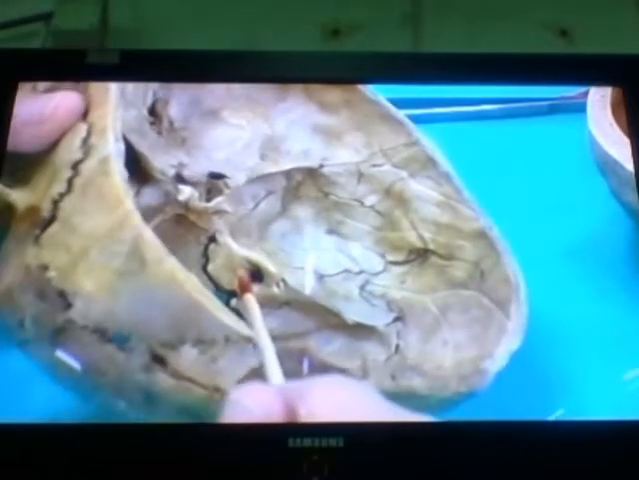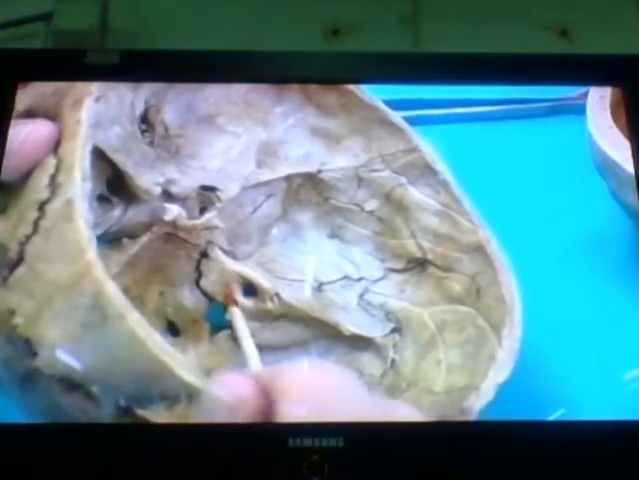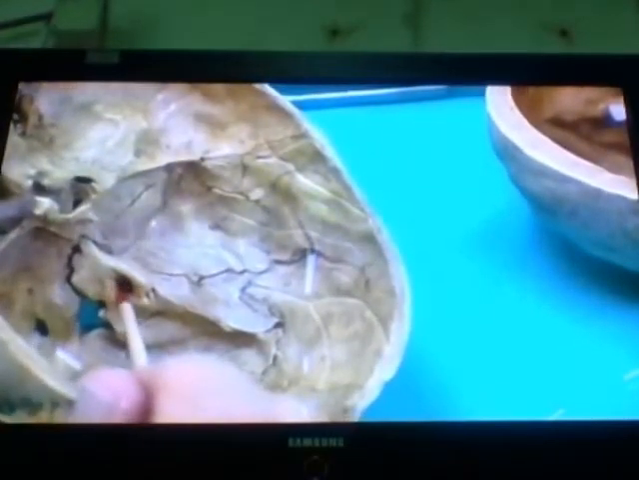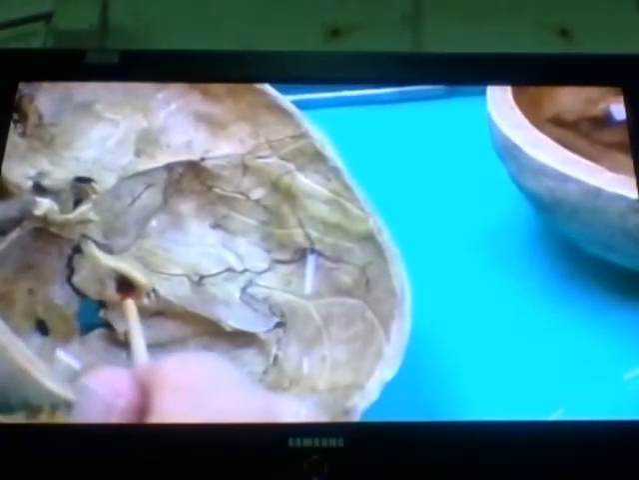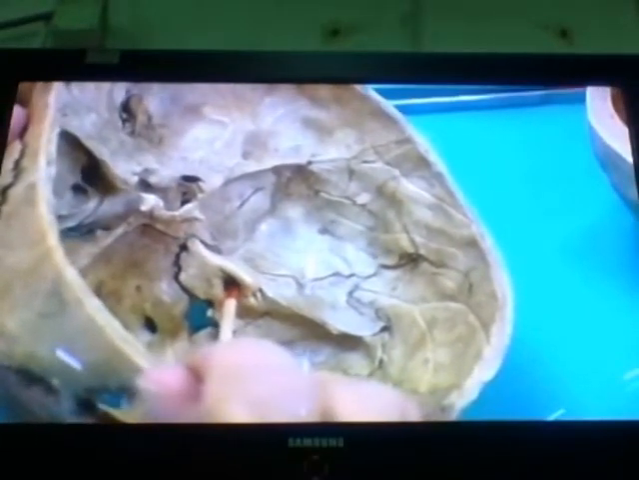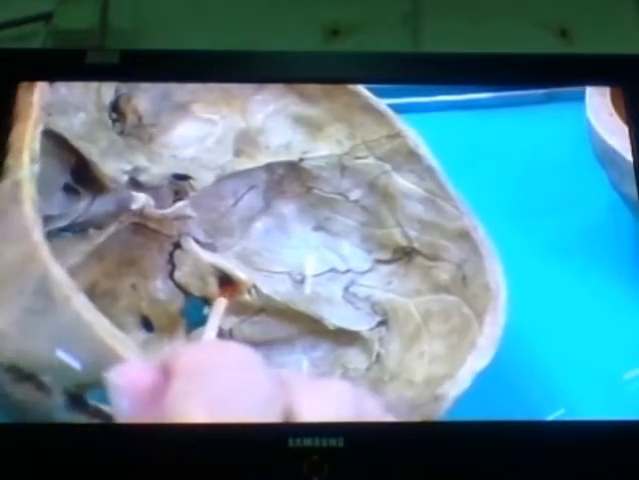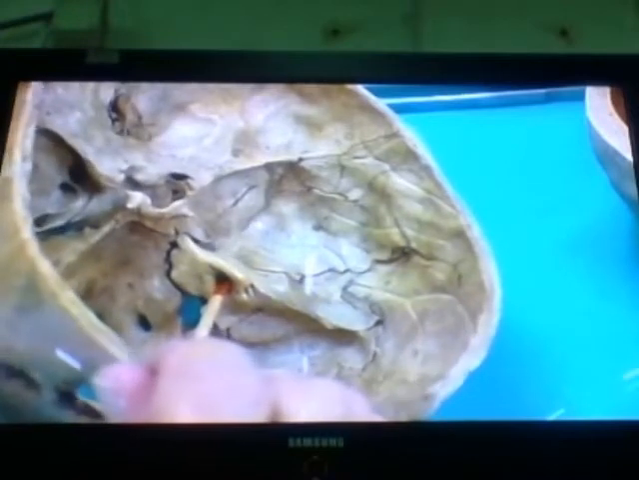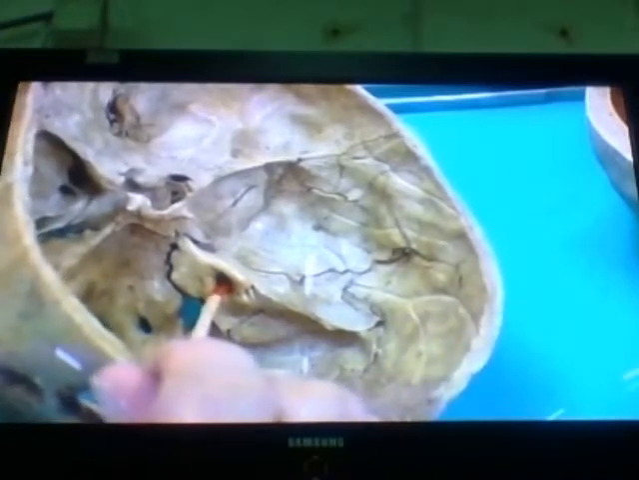There you can see the internal acoustic meatus right here, quite clear, for the nervus intermedius, together with cranial nerves 7 and 8. Nervus intermedius is a part of cranial nerve 7. Situated also right at the fundus of the internal acoustic meatus is the ganglion. Very good. And that's the ganglion of Scarpa, or the vestibular ganglion.